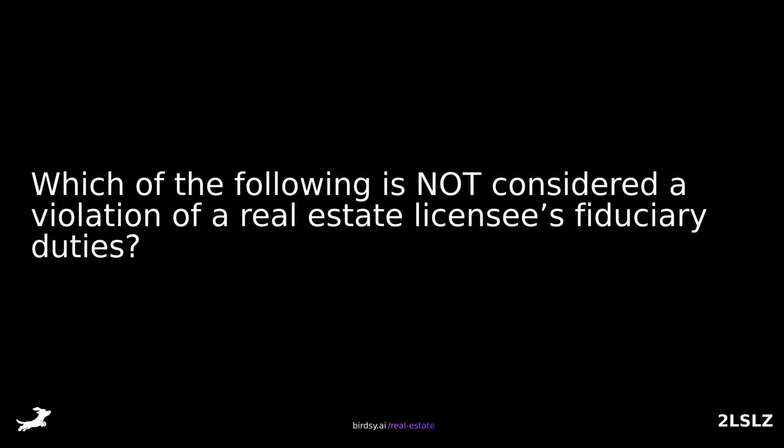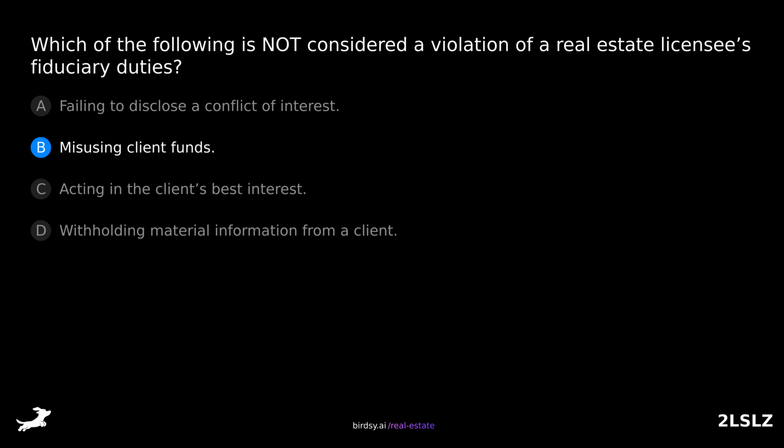Which of the following is not considered a violation of a real estate licensee's fiduciary duties? B. Misusing client funds. C. Acting in the client's best interest. Or D. Withholding material information from a client. The correct answer is C. Acting in the client's best interest.